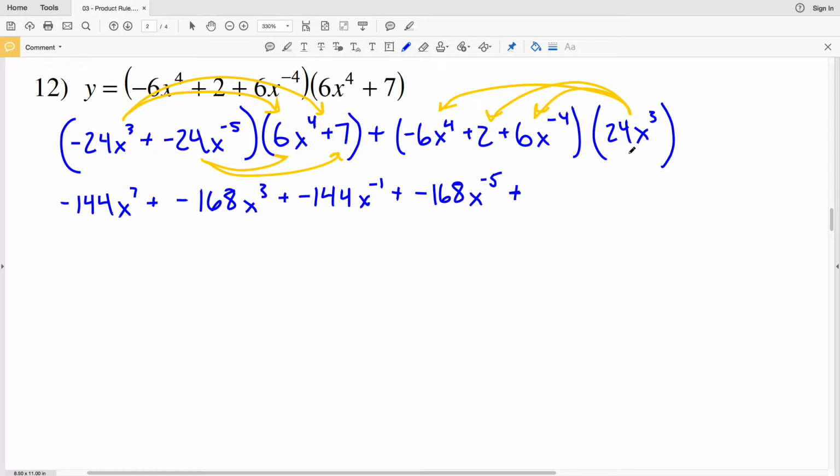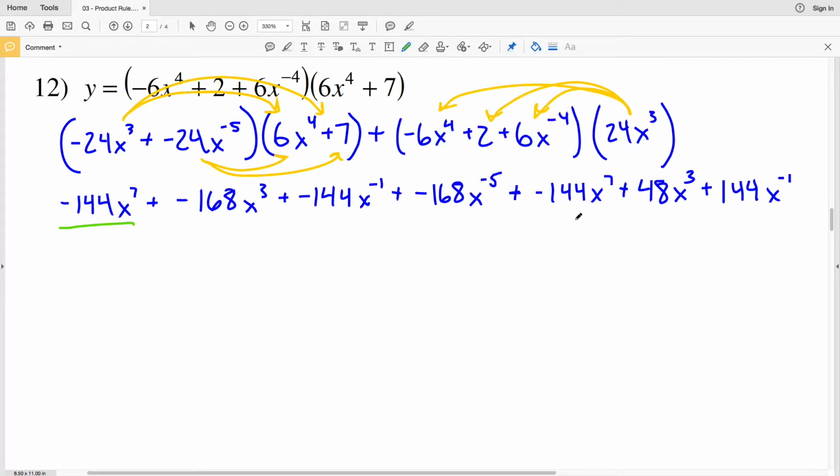Now I'll add that to 24x cubed times negative 6x to the fourth, which is negative 144x to the 4 plus 3, or x to the 7. Then I'm adding that to 24x cubed times 2, which is 48x cubed, and then adding that to 24x cubed times 6x to the negative fourth. 24 times 6 is a positive 144, and x to the negative fourth times x to the third is x to the negative 1. So now I'll be able to simplify by combining like terms.